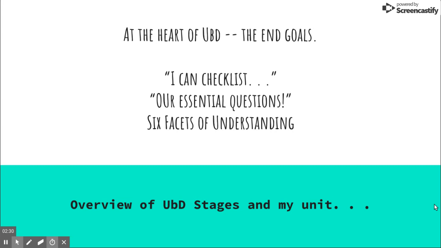The 6 facets of understanding, I'm really trying to incorporate those 6 facets. Explanation: am I giving my students the chance to explain or justify their responses? Interpretation, encouraging them not just to look for that right there answer, but to dig deep. Application, that's really where that performance task comes in, and students get the opportunity to use their knowledge. Perspective, encouraging them to step back and ask, what's the value in this knowledge? How is it important? Empathy, seeing the world from different lenses, and that ever important self-knowledge, the wisdom to know themselves as learners. So let's get into my UBD.